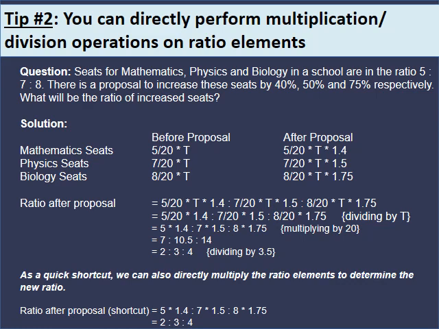As a quick shortcut, we can also directly multiply the ratio elements to determine the new ratio. The ratio after proposal is equal to 5 into 1.4 is to 7 into 1.5 is to 8 into 1.75, which equals 2 is to 3 is to 4.